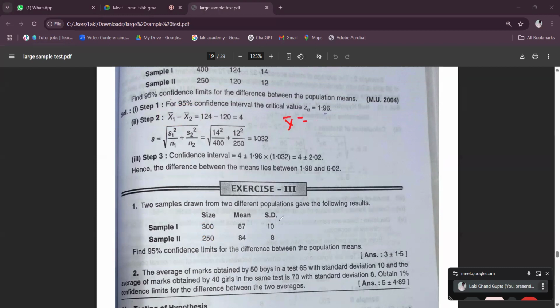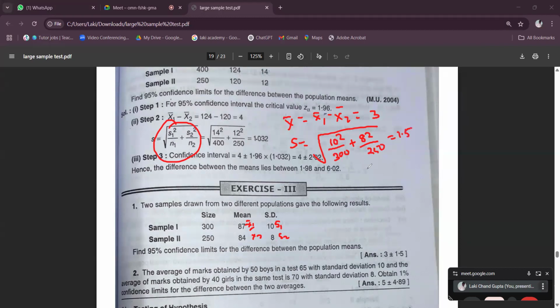This is S1, this is S2, and this is x1 bar, this is x2 bar. So x bar will be x1 bar minus x2 bar. 87 minus 84, it is 3. So S will be, put the value of S1, S2 here. So I think you will get 1.5. So 3 minus 1.5 to 3 plus 1.5. Okay. Two last questions.